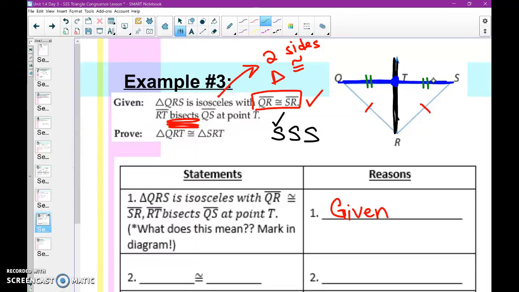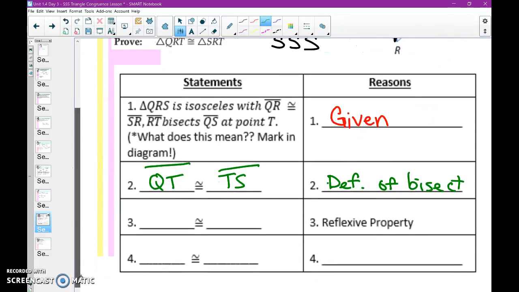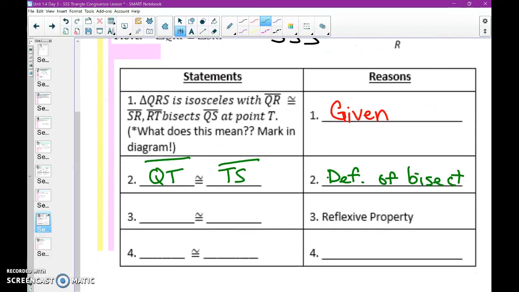Why is it congruent? Well, they kind of gave us this big key word here, bisects. If it bisects, it has to cut QS in half. That's the definition of bisect. That's what it means. So it has to be true. So down here, statement number 2, QT is congruent to TS, and it's by definition of bisect. Literally, the word bisect means to cut in half, so it has to be true that those two are equal to each other.